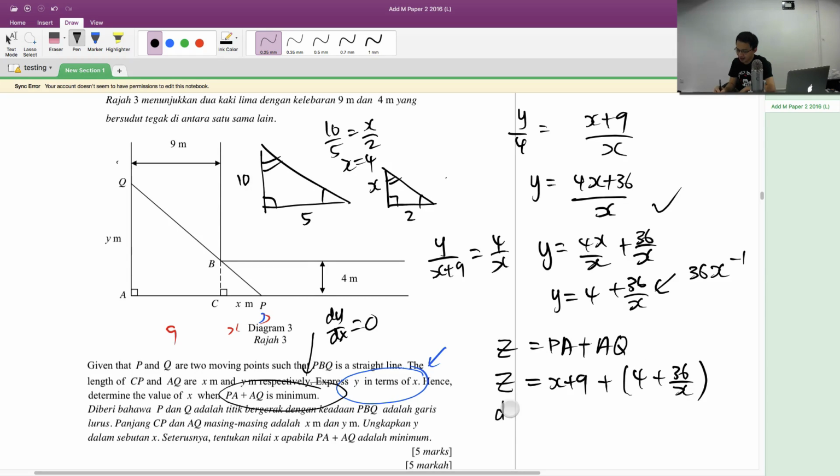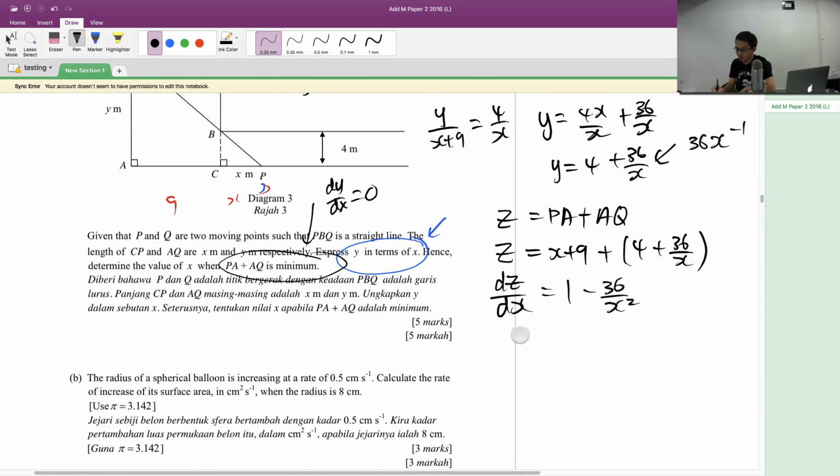So in this case, I have to differentiate this because I want to find x, so I make everything in terms of x. Then I differentiate this, so over here I will get 1, and this one I will get negative 36 over x squared. And because it is minimum, what I will do is make it equal 0.